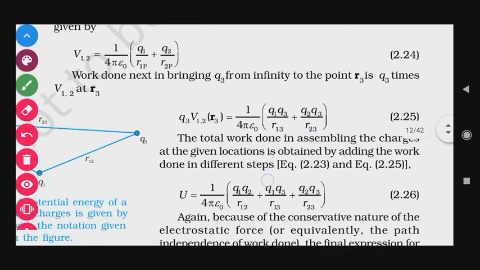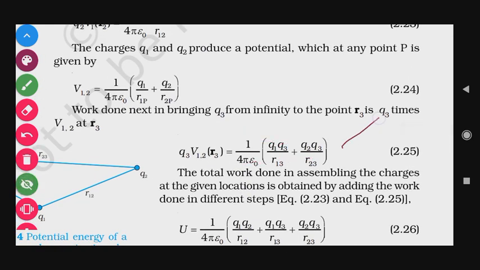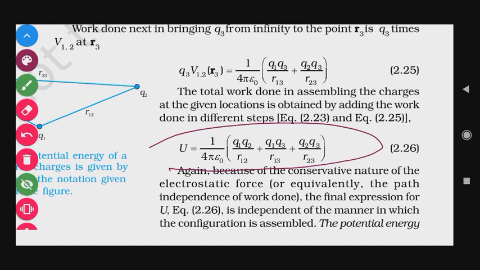So the work done in bringing the third charge to the r3 position is 1 upon 4 pi epsilon naught, q1 q3 upon r13 plus q2 q3 upon r23. I hope you got this. Now the total work done in assembling the charges at the given locations is obtained by adding the work done in each step. The work done bringing the first charge was 0, so adding the three, the potential energy will be 1 upon 4 pi epsilon naught, q1 q2 upon r12 plus q1 q3 upon r13 plus q2 q3 upon r23.